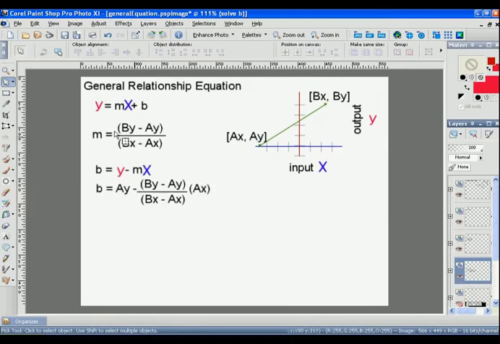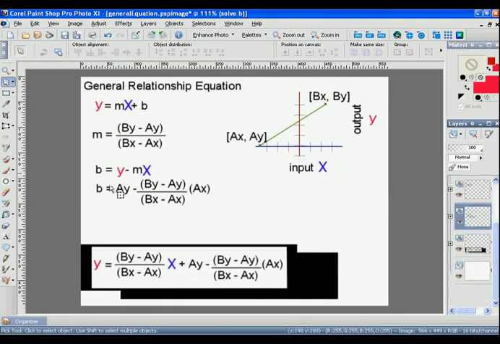Then we went and solved for b. So we rearranged our general equation, y equals mx plus b, to be equal to b equals y minus mx. And then we chose one point along this line, and I chose this bottom point here, so we're going to use this one again. Our y value at this bottom point is equal to ay, and we subtract m times x, and m up here was already solved, so we just plug that in, and then our x coordinate at this point is equal to ax. So here's our general solution for b.